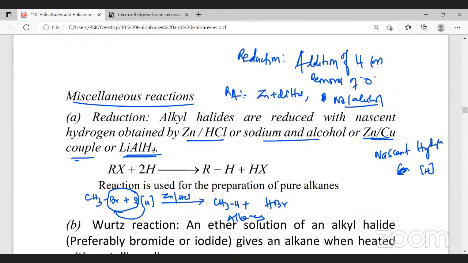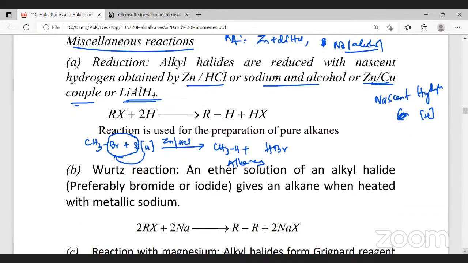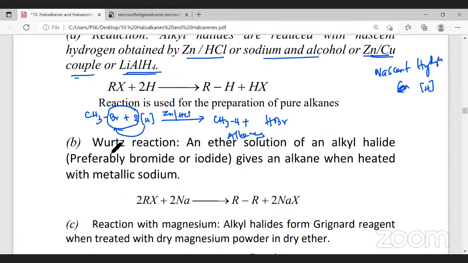The next reaction, Wood's reaction. You would have learned it in POC, but anyway, we will learn it. Wood's reaction is named after a person. Now, what is this Wood's reaction?